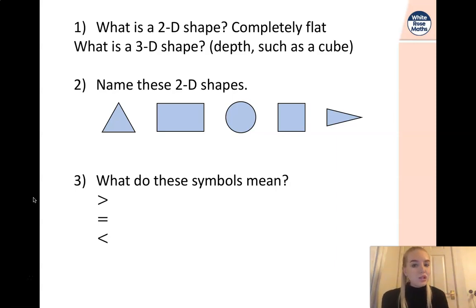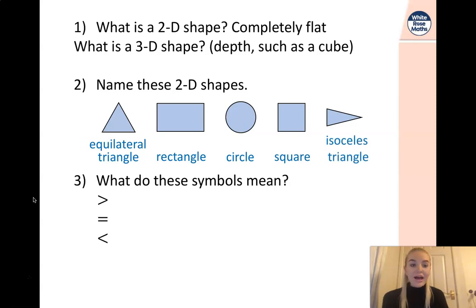Okay, name these 2D shapes. Well, hopefully you got these ones. A triangle, which was an equilateral triangle, meaning all the sides are the same length. A rectangle, a circle, a square. Did you get this one? An isosceles triangle where the two lengths are the same and then the bottom length is different. Well done if you got those.